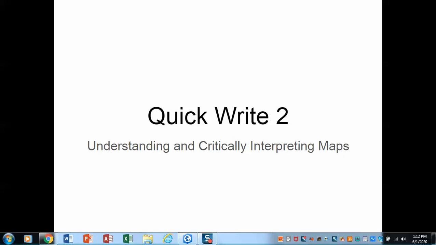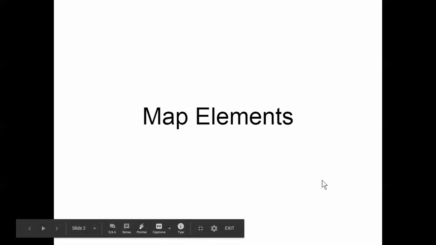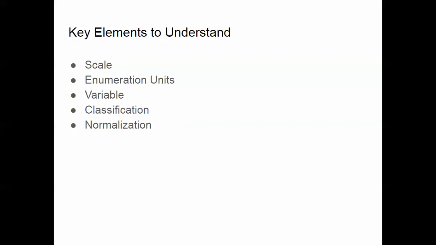So let's begin first by, I want to talk a little bit about what we mean by this. And what I mean when I say a map element is a piece of a map that carries some important information. So oftentimes you'll hear me talk about map elements, and those elements are the things that we want to understand. All right, so here are the ones we're going to talk about. Scale, enumeration units, the variables presented on the map, the way that the variables are classified, or the classification method, and then the concept of normalization. So let me quickly go through these in terms of definitions, and then we'll look at some examples.